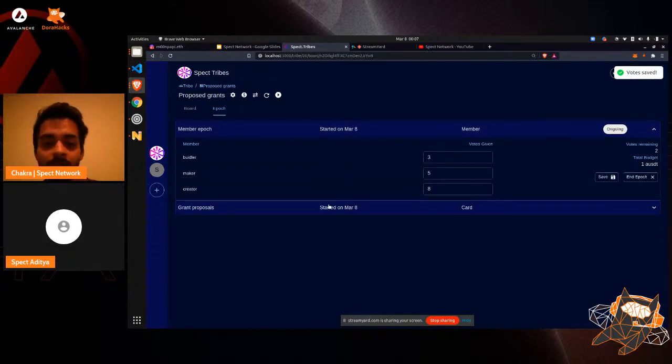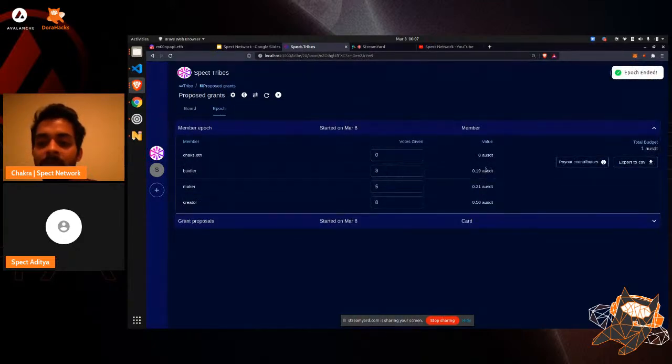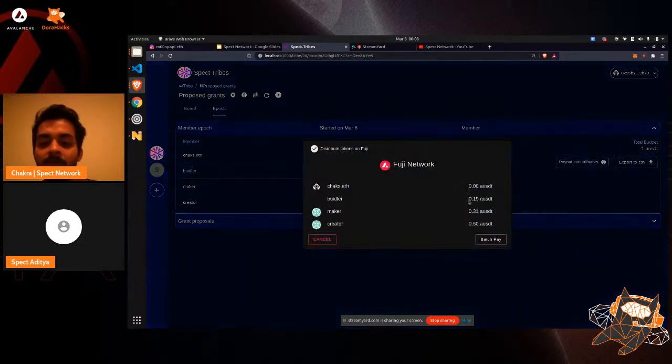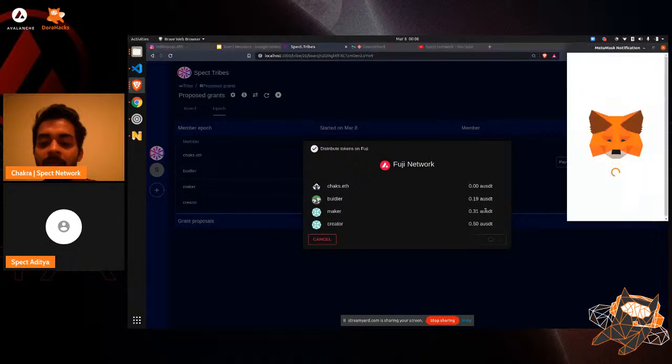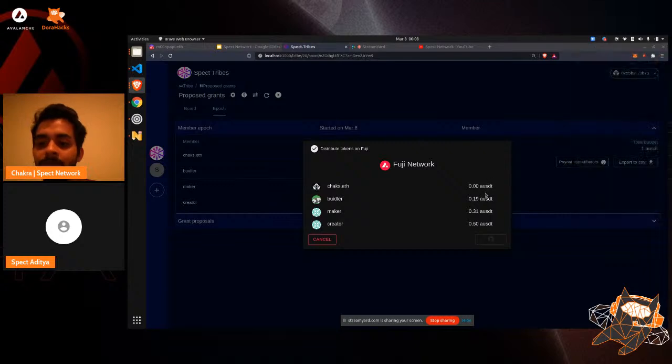And similar to the card epoch, with the member epoch you can imagine that everyone else can also put their say in here. And once that's done, you can just end the epoch as the admin. And you can do two things here now. You can pay out your contributors directly from here, and you can do batch pay. Confirm. And once this payment goes through, you can also export the CSV.